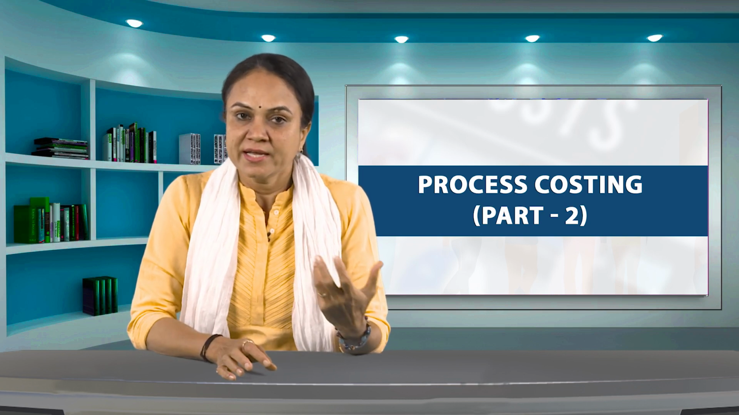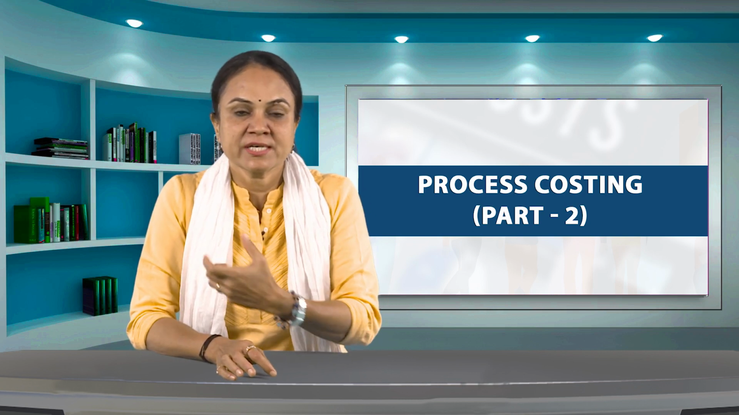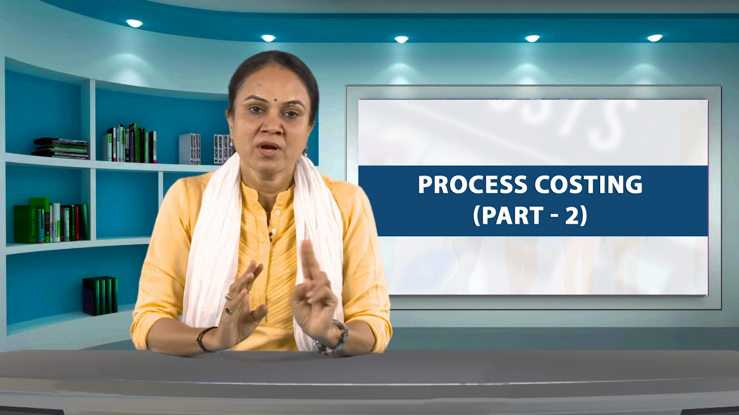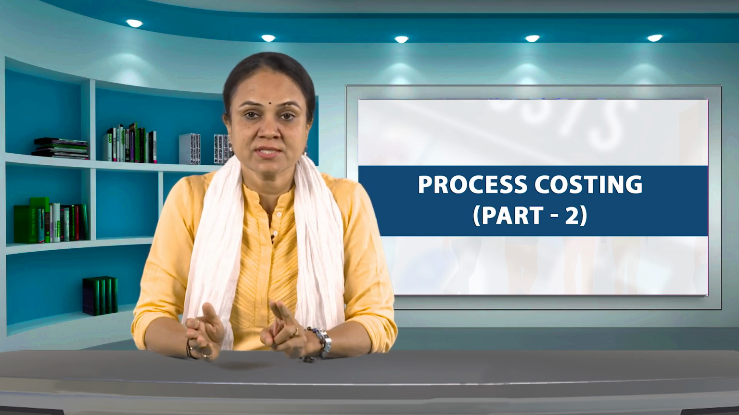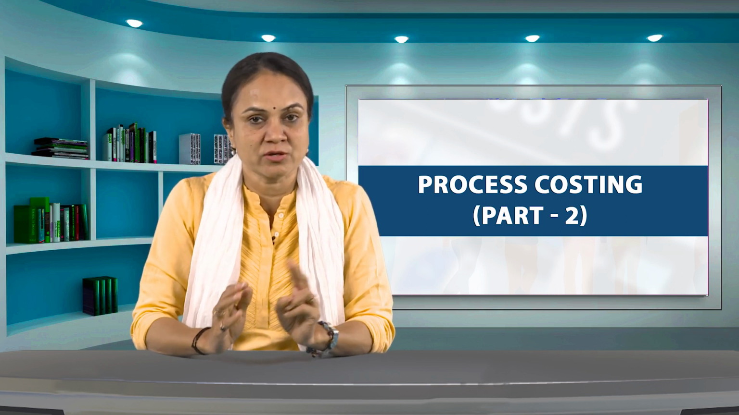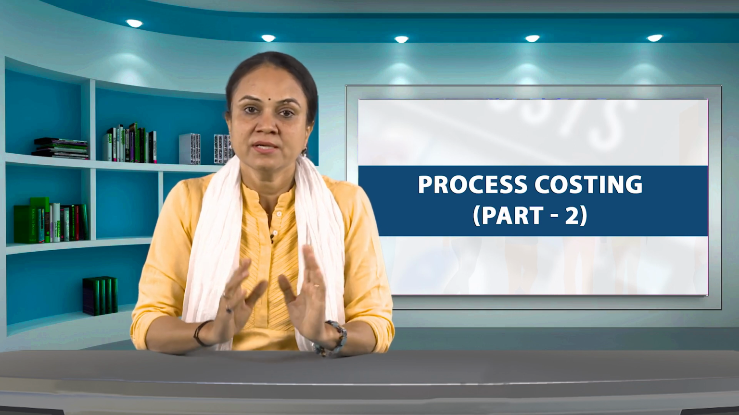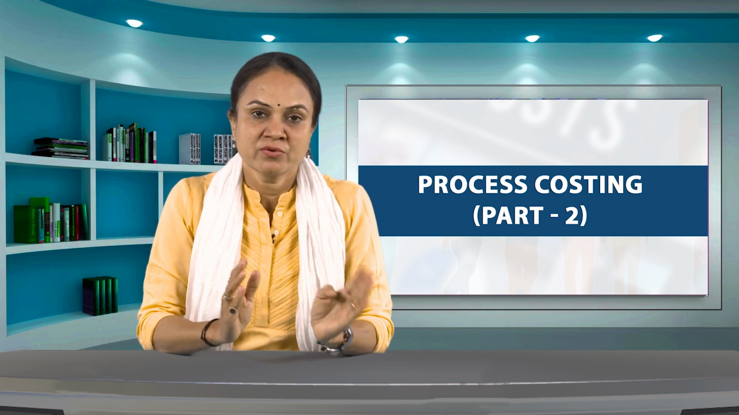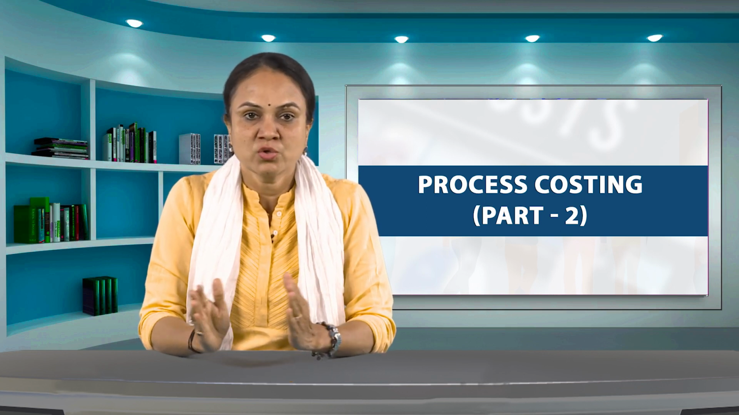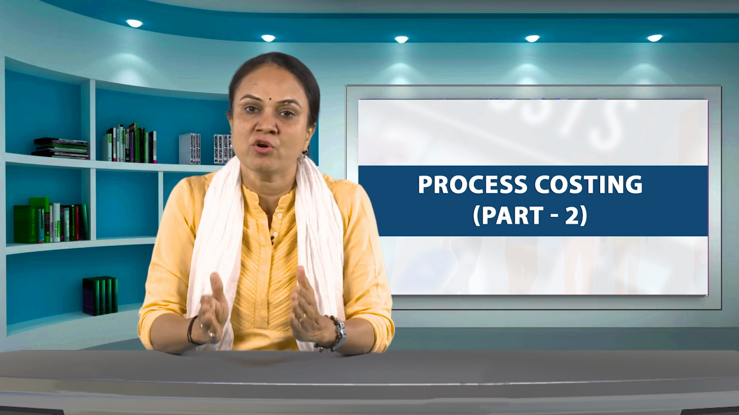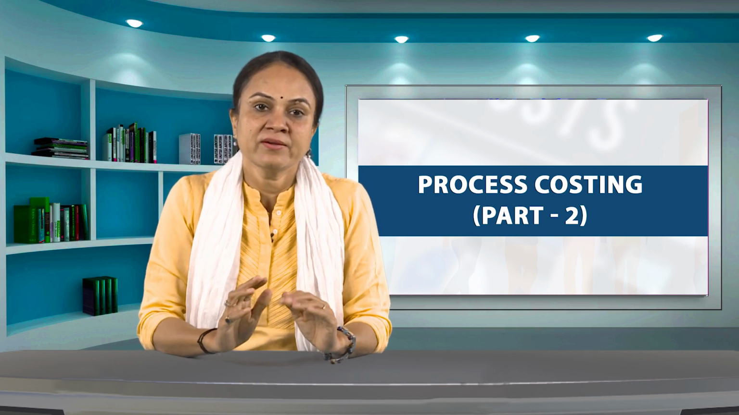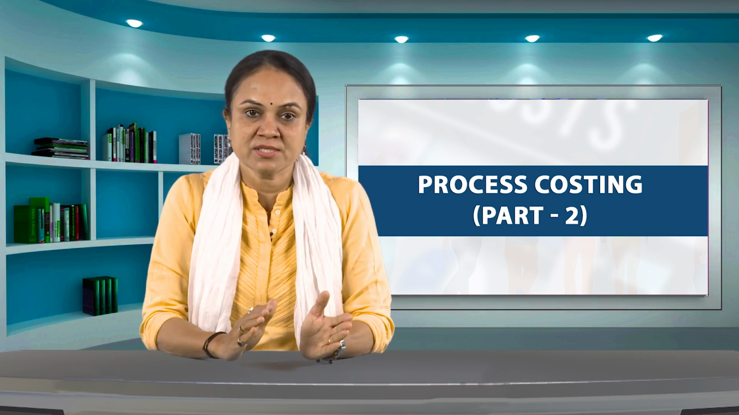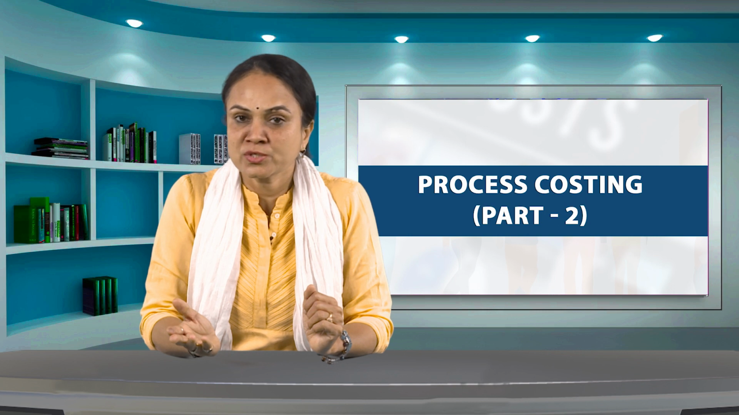Let's revise. In the previous Part 1, we have studied about number 1, what is process costing, number 2, how it is different than other costing methods like unit costing and contract costing, number 3, industries where process costing is applied. Number 4, what procedure should be followed to make effective ascertainment of process cost. Number 5, a detailed study on difference between job costing and process costing. Number 6, features of process costing.